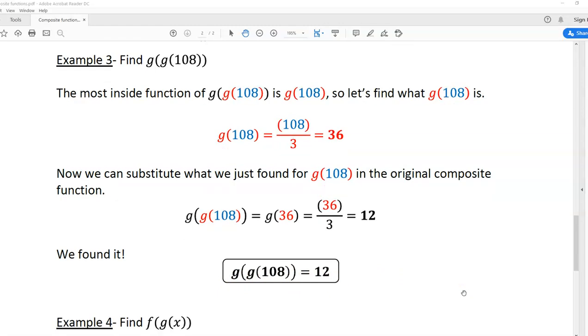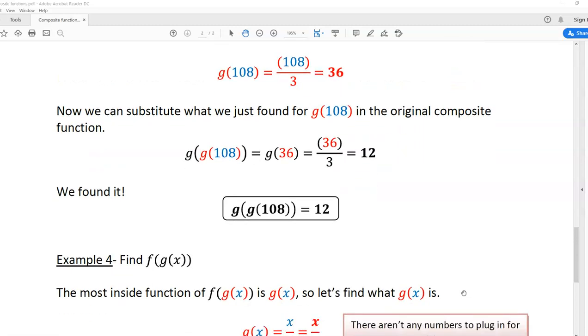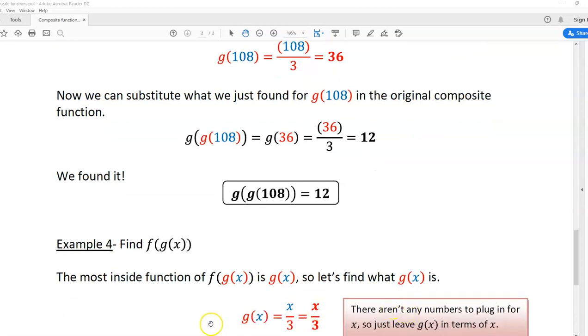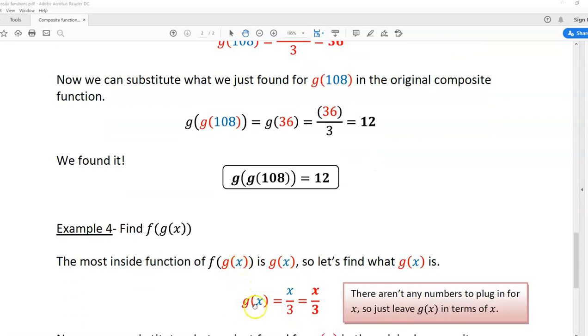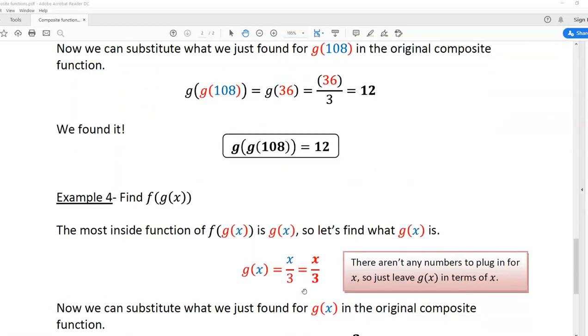Where things might get a little confusing, but it's still the same steps as here, is where there's no real numbers to put in. Find f of g of x. The most inside function is g of x. So we'll find out what g of x is. We don't have any numbers to plug in, so we look up and see that g of x is x over 3. We're just going to stick with that. G of x is x over 3. We'll just leave it like that. We don't have any numbers to put in for x, so g of x is just x over 3.